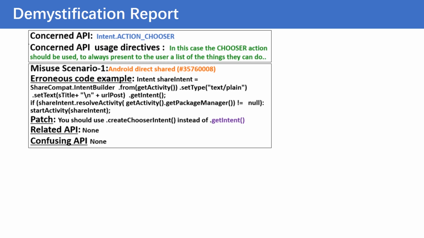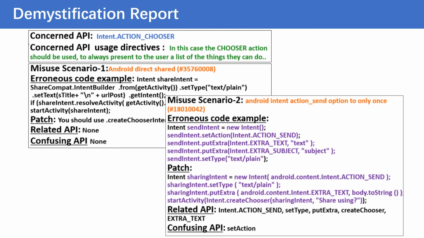And the related API refers to other APIs that appear in the error-prone code or patch, apart from the confirmed API and the confusing API. The second scenario has both related APIs and confusing APIs. To assist developers in understanding the demystification report, we detect and highlight the code differences between the error-prone code example and the corresponding code patch, just like the purple patch.